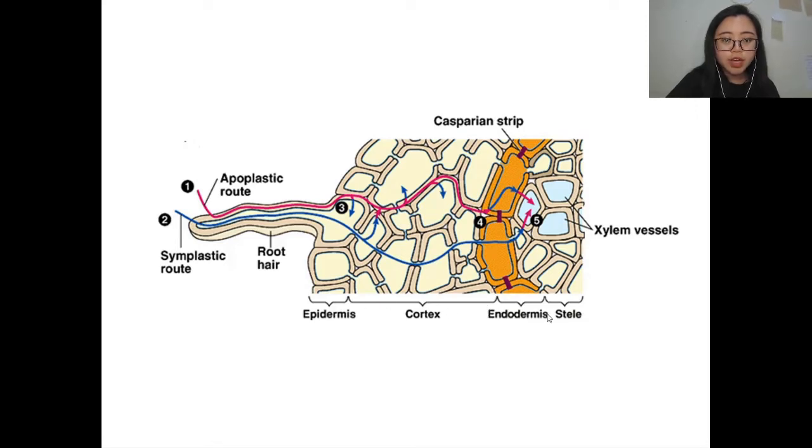After that, we have the endodermis, lapisan dalam. The endodermis is colored in orange, and it has this thing called the Casparian strip in its cell wall. After the endodermis, dalam lagi daripada endodermis adalah stele, S-T-E-L-E. And the stele consists of all the vascular bundles, the xylem, the phloem, and everything.